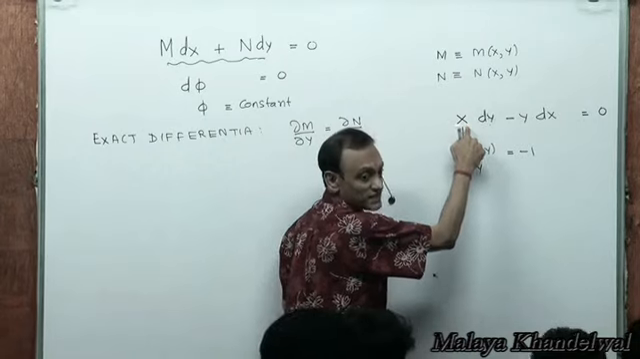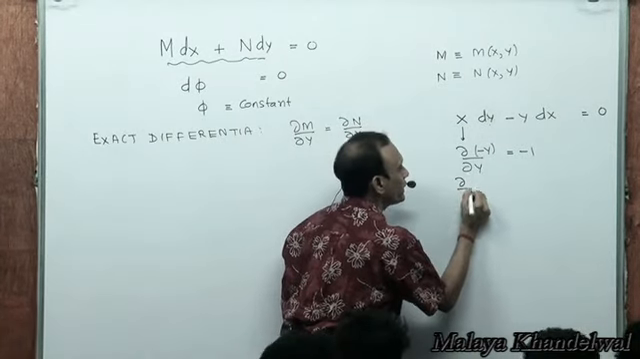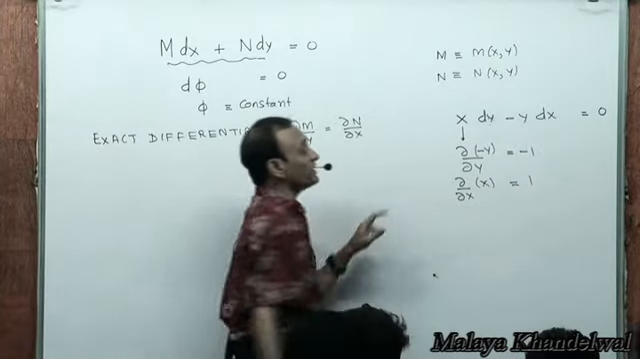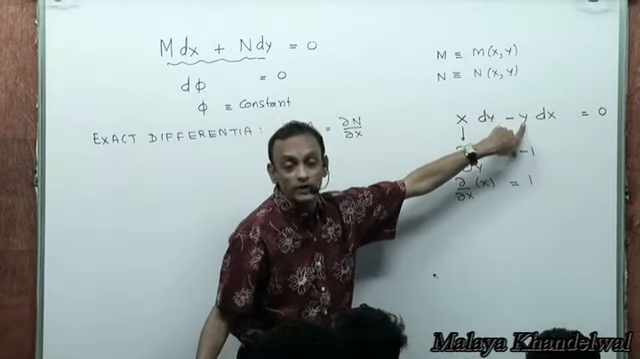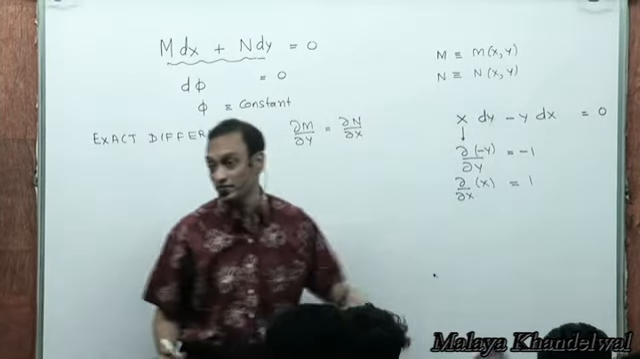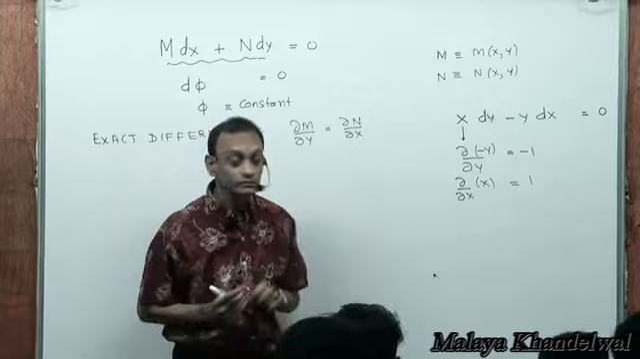Dou N dou x, this is my N. So dou N dou x is plus 1. And very clearly, dou M dou y is not the same as dou N dou x, and it's not a perfect differential.